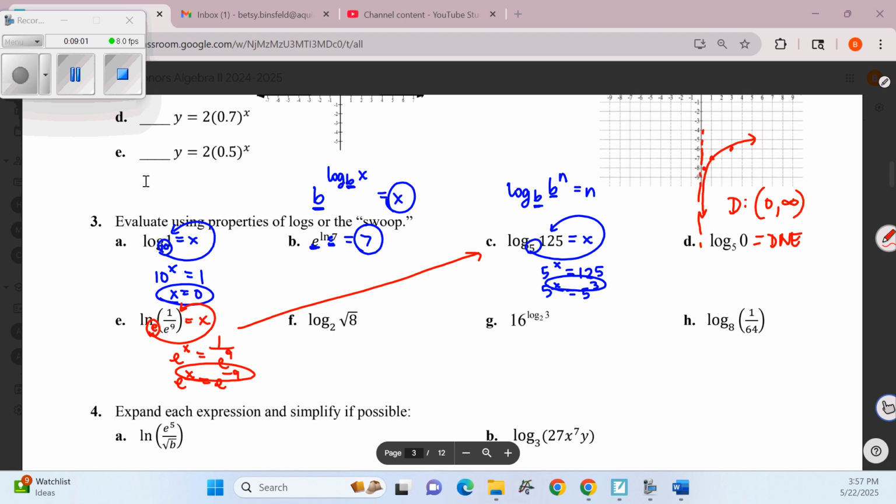Part F, carrying on with our swoop here, I think would work really well. So 2 to the x is equal to the square root of 8.